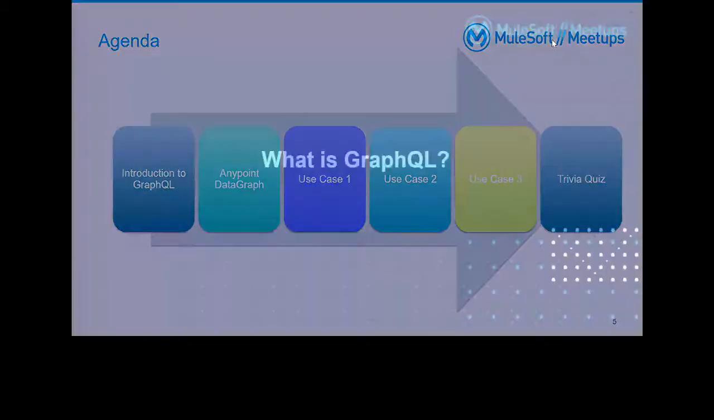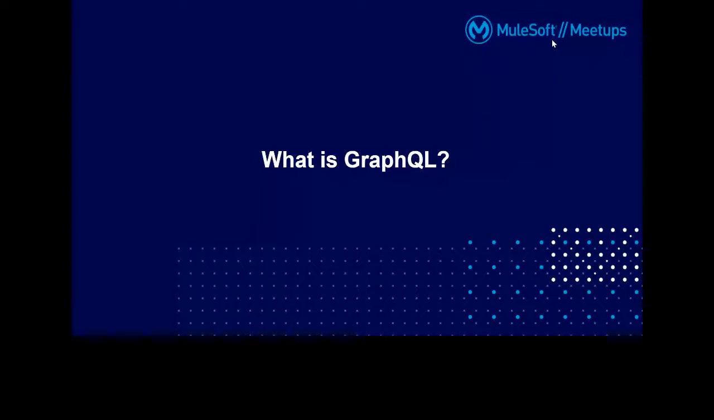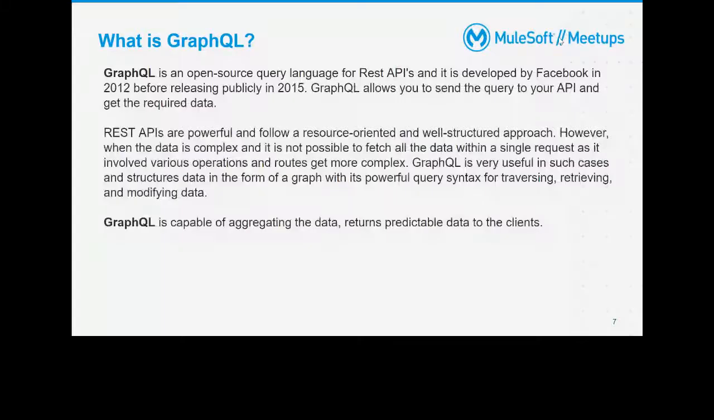Okay. So let's understand what GraphQL is. GraphQL is a graph query language. It is an open source query language for your REST API. Initially, GraphQL was developed by Facebook in 2012 before being released publicly in 2015. Facebook developed this GraphQL for their application in 2012, and later they made it open source and released it publicly in 2015.